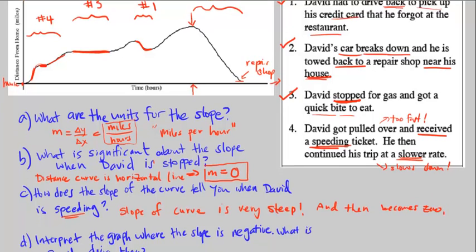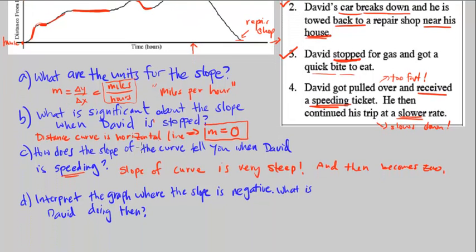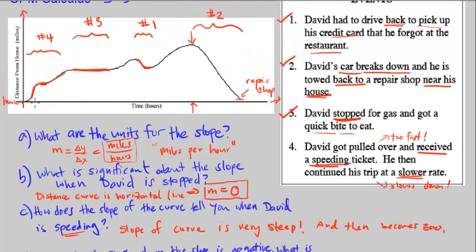Okay? And finally, in part D, interpret the graph where the slope is negative. Let's go back up to the graph. Okay, we have positive slopes everywhere here, right? It's going up, up, up, up, up, up, up. So here the slope is negative, right? Slope is negative here. And also here we have a negative slope. Let's just write negative slope. We point an arrow to that.